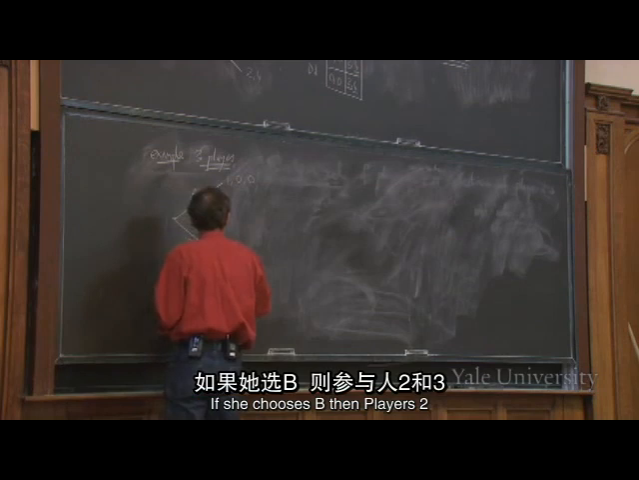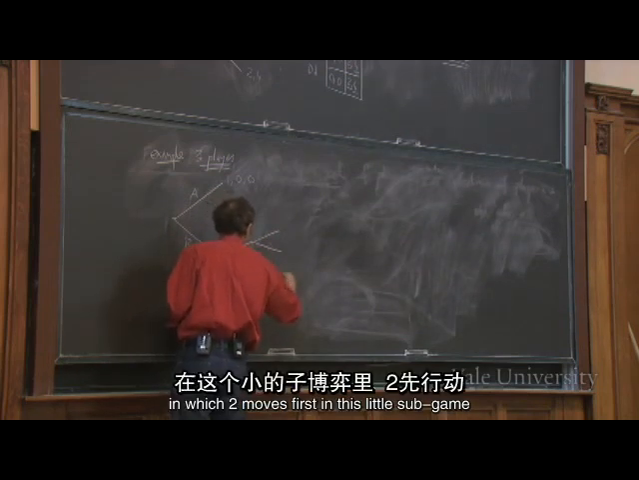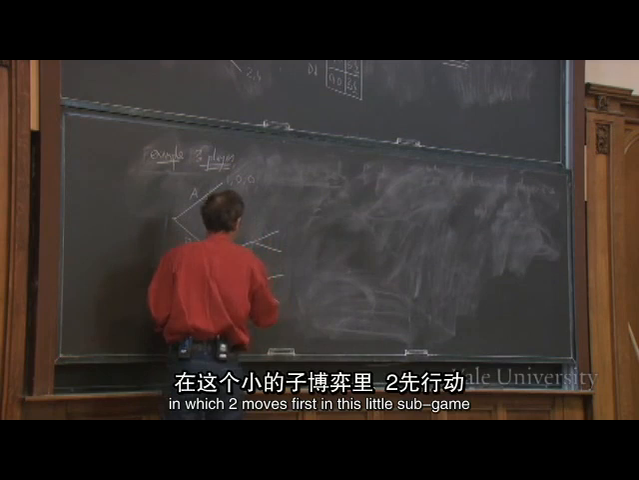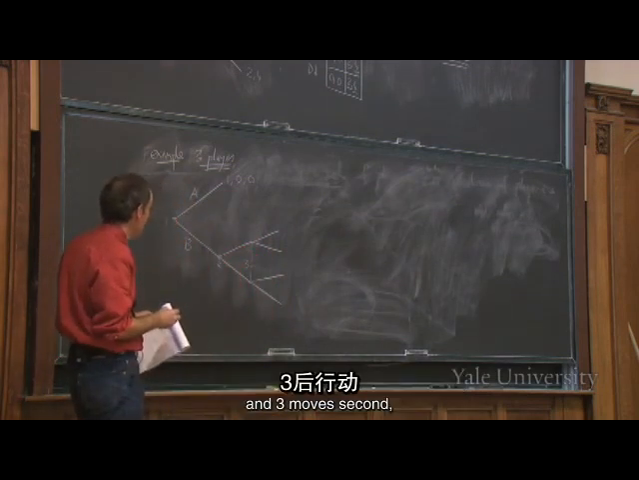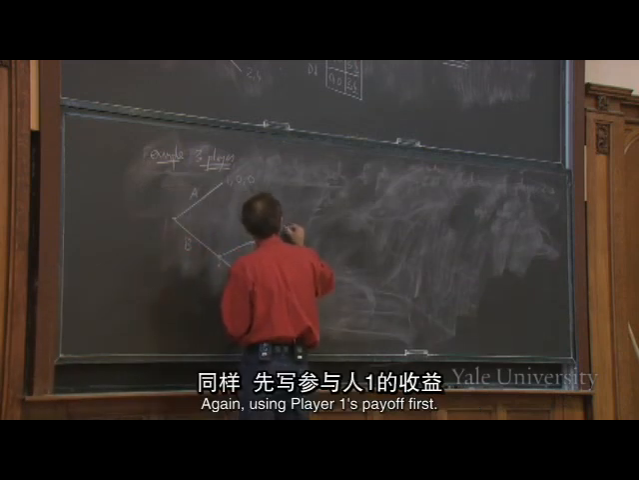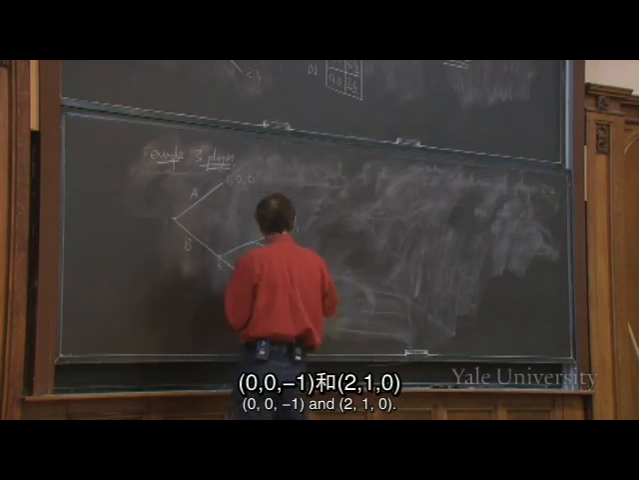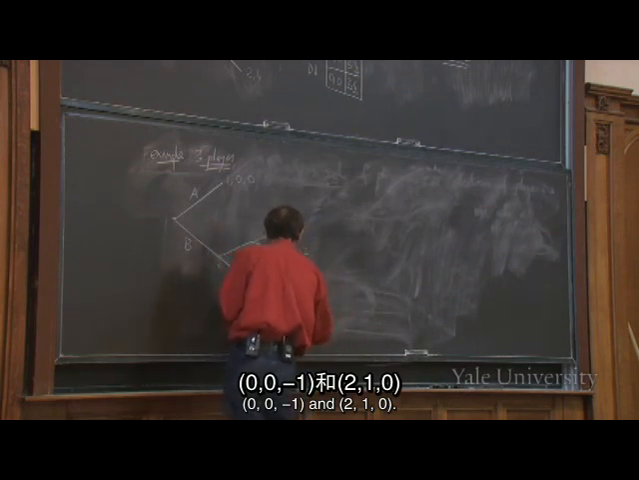If she chooses B, then players 2 and 3 get to play a little game down here, in which 2 moves first in this little sub-game, and 3 moves second. And the payoffs in this sub-game are as follows, again, using player 1's payoff first. So there's 0, 1, 1, 0, 0, 2, 0, 0, minus 1, and 2, 1, 0.